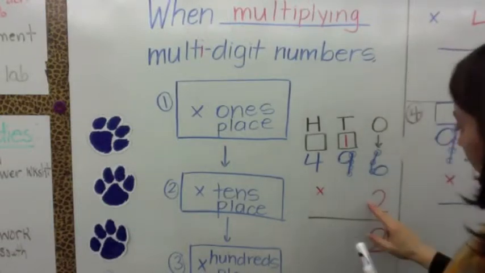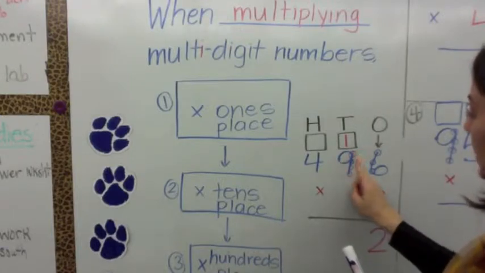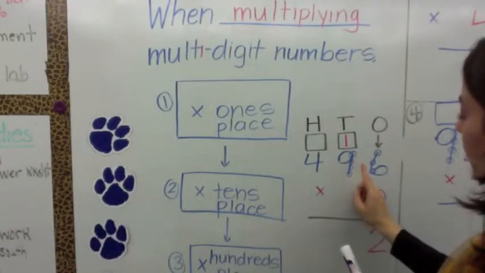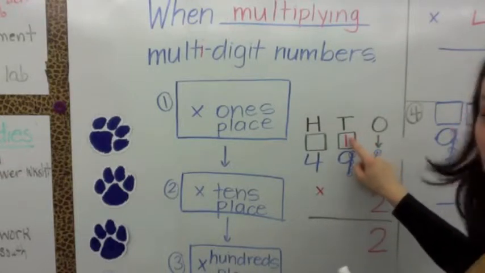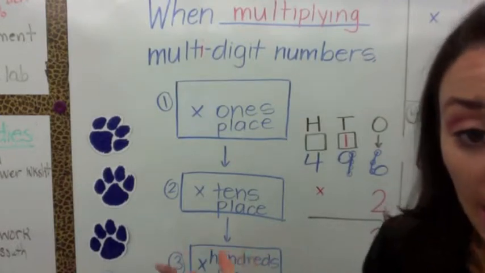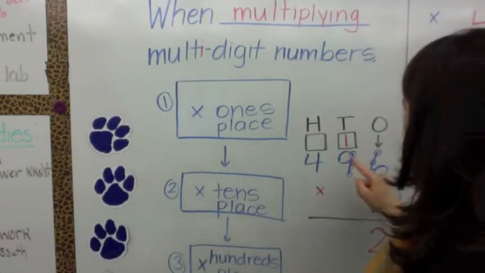Okay. If you don't know, skip count with me by 2. It's 2, 4, 6, 8, 10, 12, 14, 16, 18. But now we have this 1. So what do you think we have to do to the 1? Do we have to add it? Yes. You have to add 1 to 18.